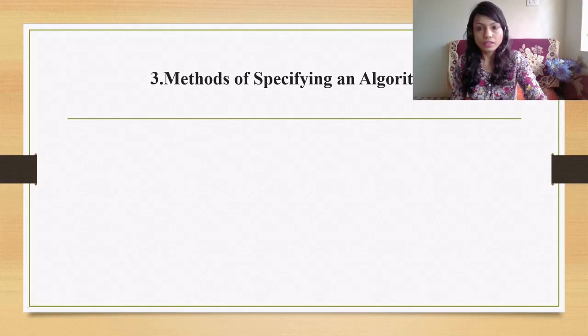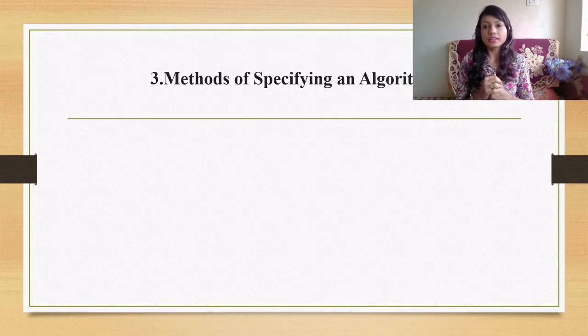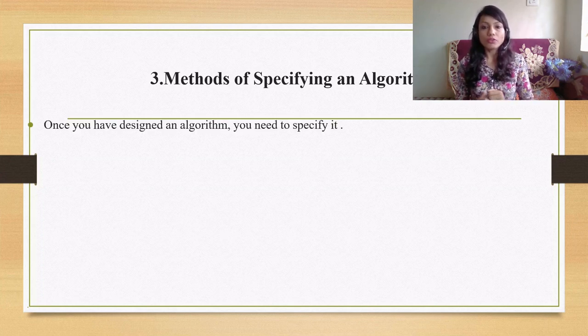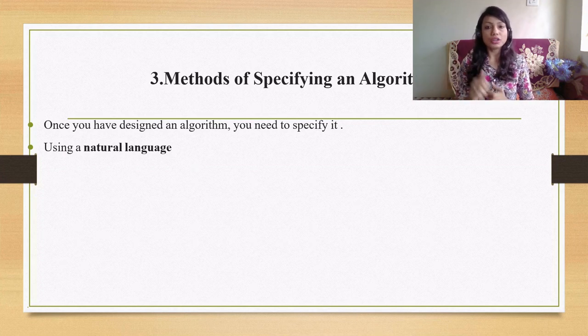Now just pause the video and scribble down the given points on paper. Now let us see step 3 in designing and analyzing an algorithm. The third step is to specify an algorithm. We have to specify the algorithm using some method. Let's see which are those methods. One method to specify the algorithm is natural language. Any idea how to specify an algorithm in natural language?